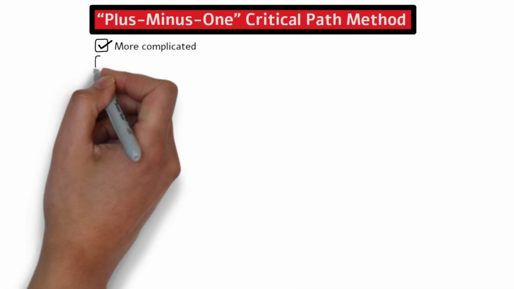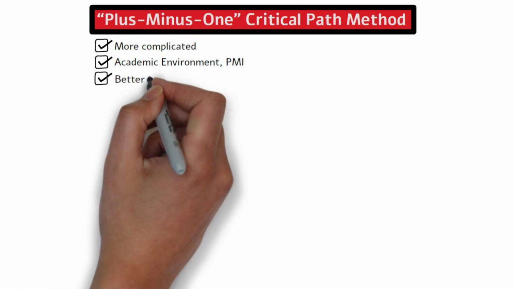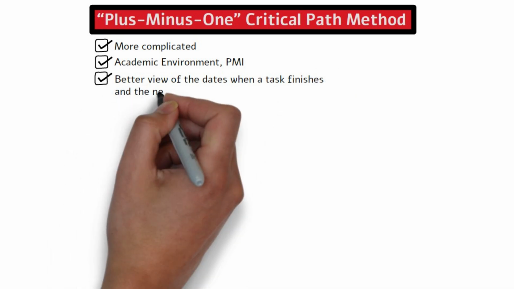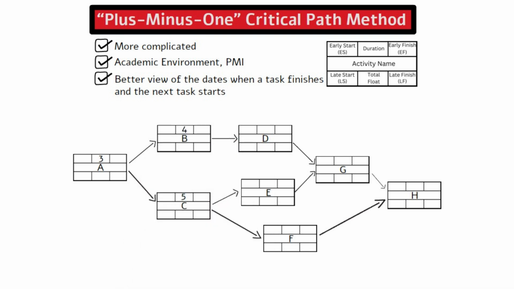This is the method commonly taught in the academic environment, including the Project Management Institute. This approach offers a better view of the dates when a task finishes and the next task starts. Use this method if you have to show your work and the exact start and end dates are important. To save time, let me draw the network diagram again with durations and activities in the time box.